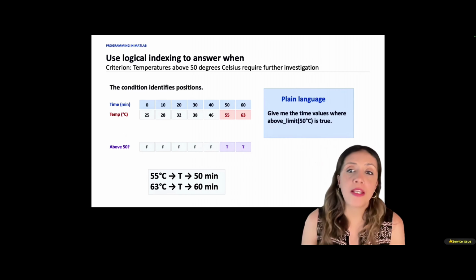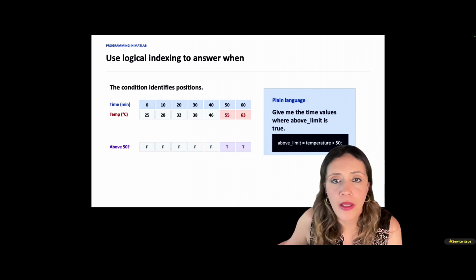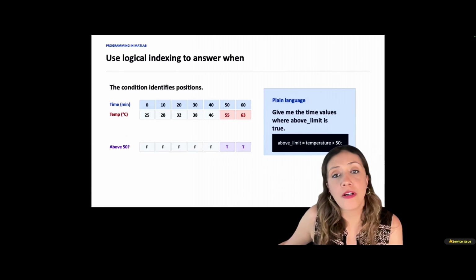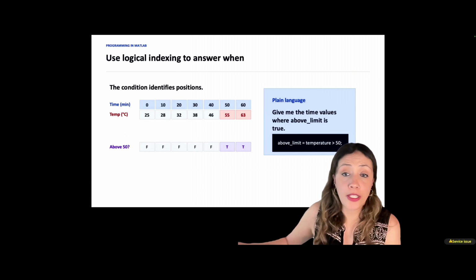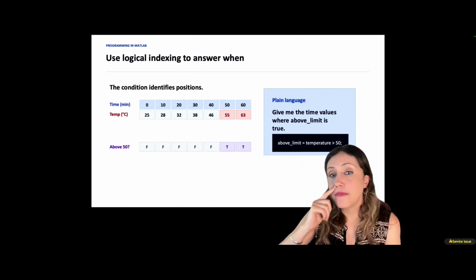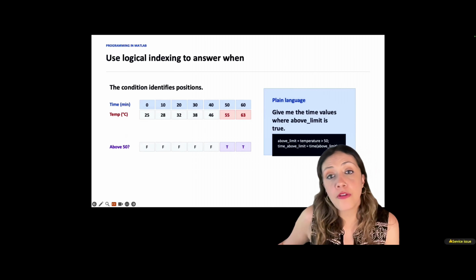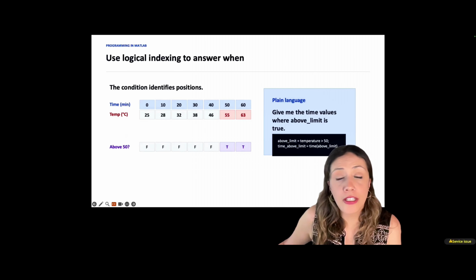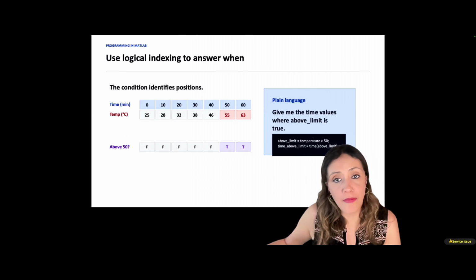So here's the bridge between the engineering question and the MATLAB syntax. First, we save the condition above_limit = temperature > 50. The semicolon suppresses the output, let's remember that, but MATLAB still stores the logical array in the variable above_limit. Then we use the logical array as an index for the time vector: time_above_limit = time(above_limit). And basically this means return the time values in the positions where above_limit is true.